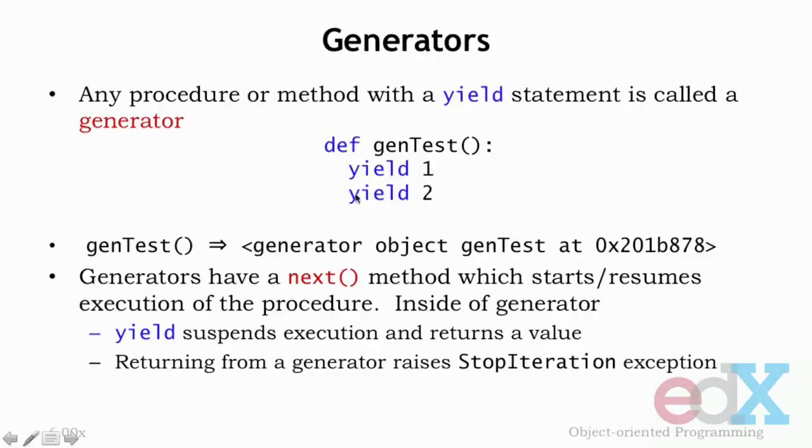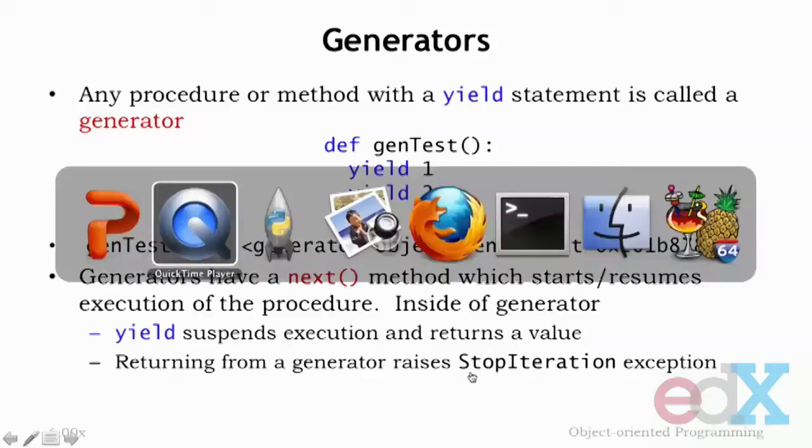The next time I call the next method, execution resumes at this point, and we keep executing more statements in the body until we run across either another yield, in which case we do the same thing, suspend execution, and so forth, or we run off the end of the procedure. And when that happens, the generator raises a particular Python exception called StopIteration. That seems a little complicated, but let's watch it in action.